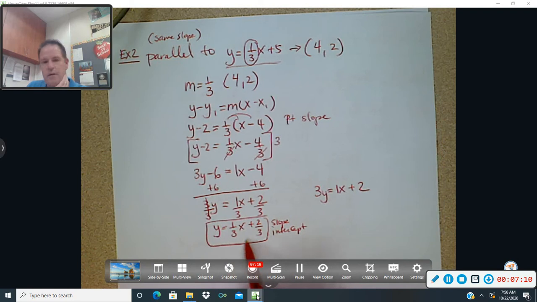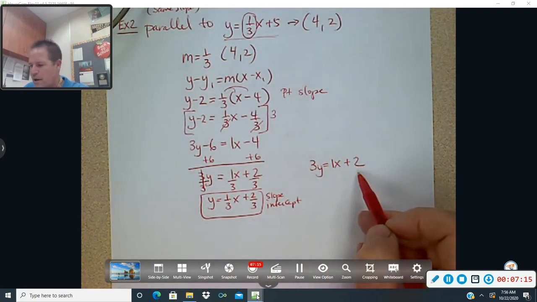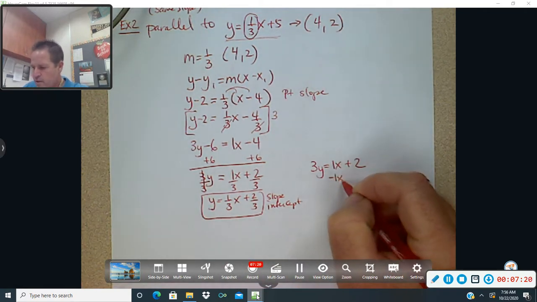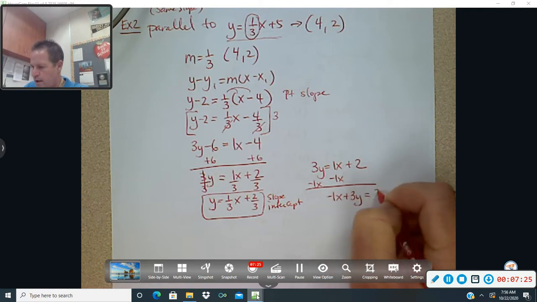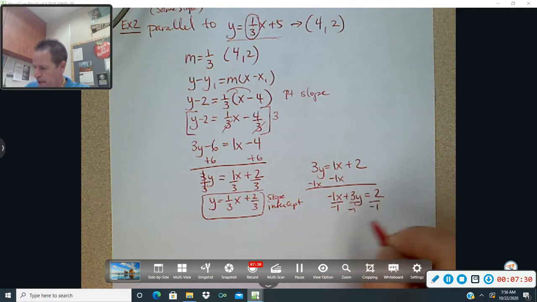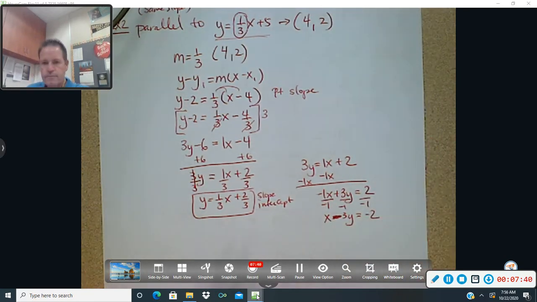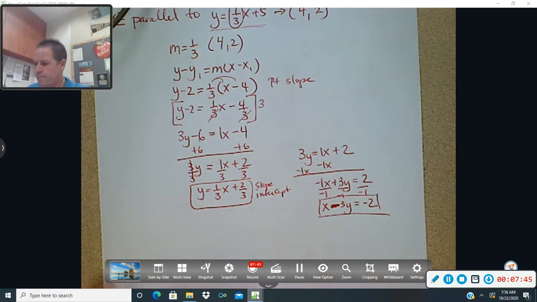See, again, I'd have to box it, multiply by 3 again. I already did that. If I just go right here, it's a little faster to get standard form. So that's why I just brought that over, wrote it again. So now subtract 1x. So you'd have negative 1x plus 3y equals 2. And now you're going to want to divide everything by negative 1. So x minus 3y, that's a minus 3y, sorry, equals negative 2. And there's your answer in standard form.